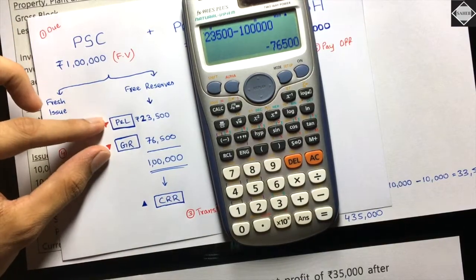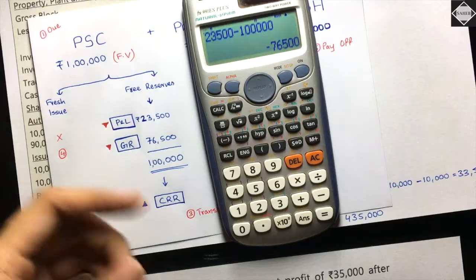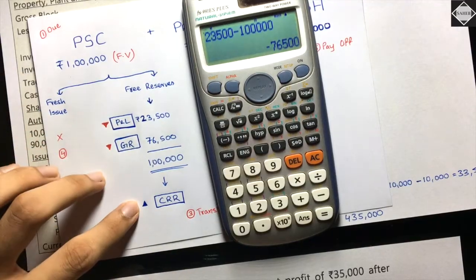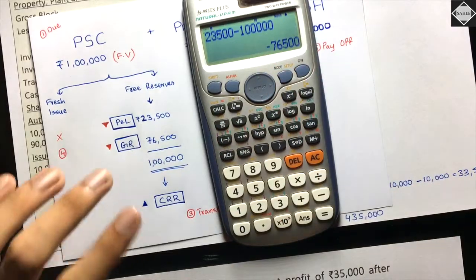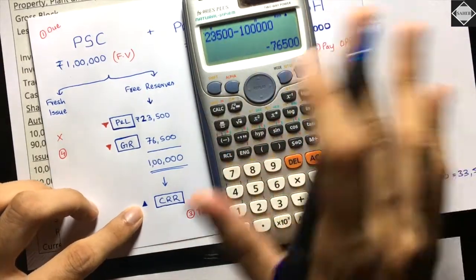You will have to debit these and you will have to credit the CRR. This new reserve is coming into the picture. To create the reserve, what do you have to do? Reserves have a credit balance, so to create it you will have to credit the CRR account. We'll see the journal entries, don't worry.